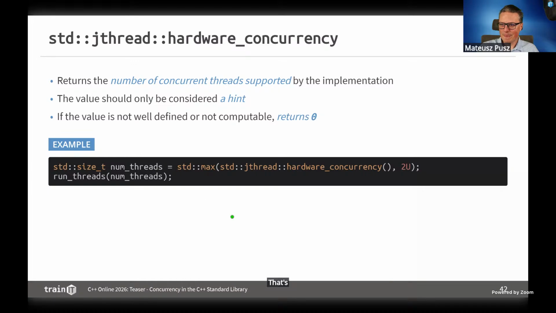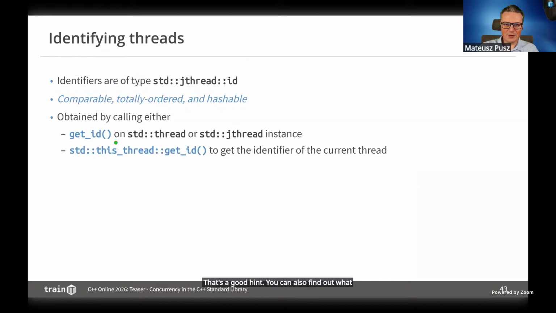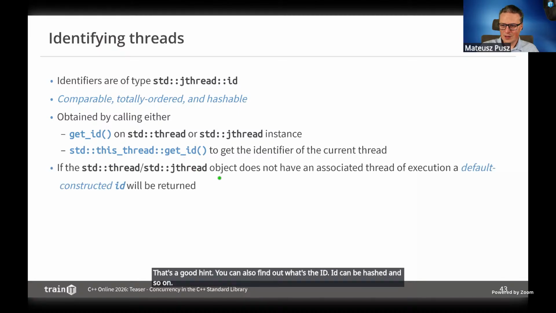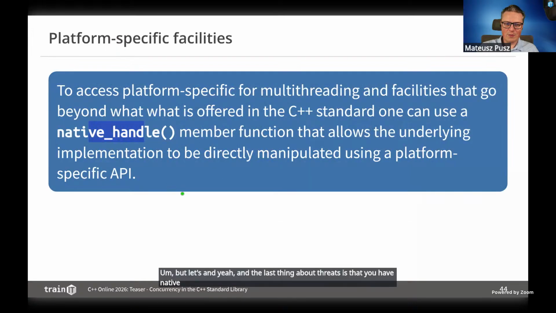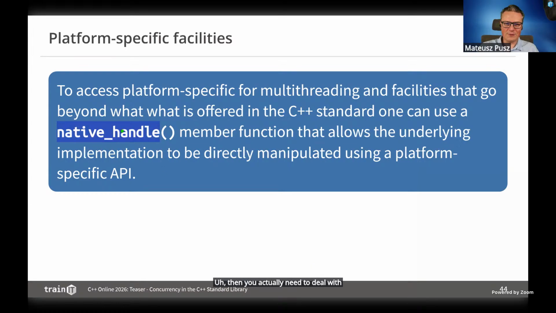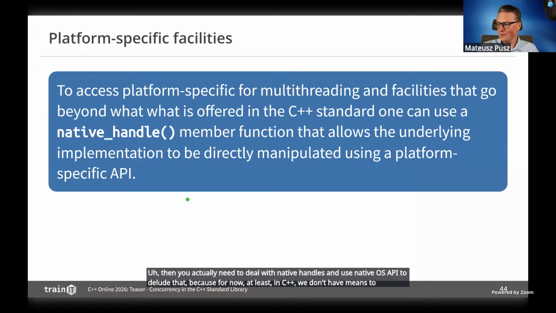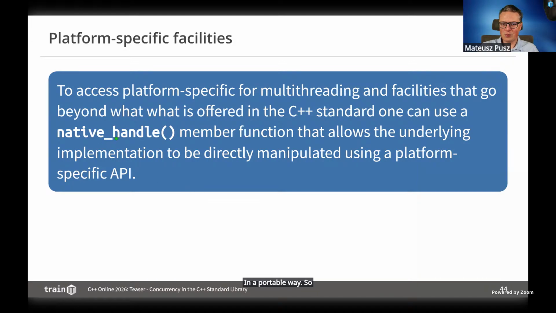That's a good hint. You can also find out what the ID is, it can be hashed, and so on. The last thing about threads is that you have native handle, because this is where C++ goes. You can just get ID and sleep, and that's it. You cannot do anything else on the threads. If you want to do some more advanced stuff, like maybe set affinities or pin to some CPUs or whatever, then you need to deal with native handles and use the native OS API, because for now, at least in C++, we don't have means to do that in a portable way. So native handle returns you whatever the underlying OS provides, and you can deal with that.